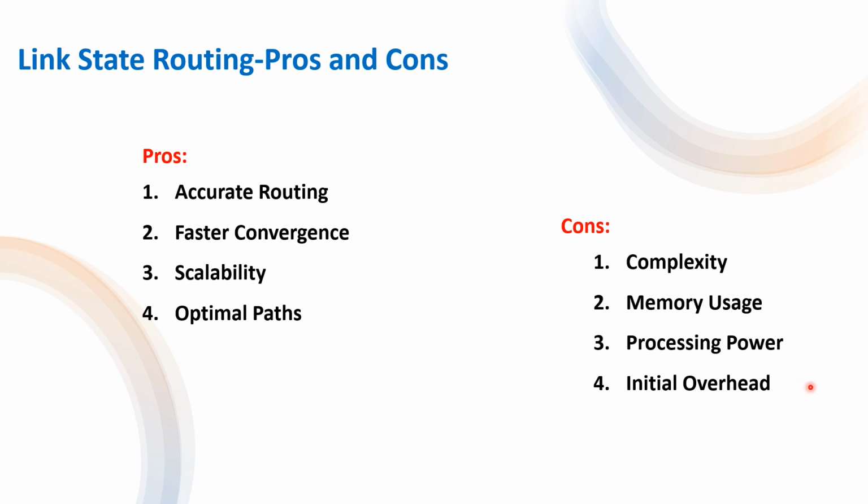These drawbacks highlight the trade-offs involved with link state routing, including the need for higher resource usage and complexity, which must be managed to take full advantage of its benefits.